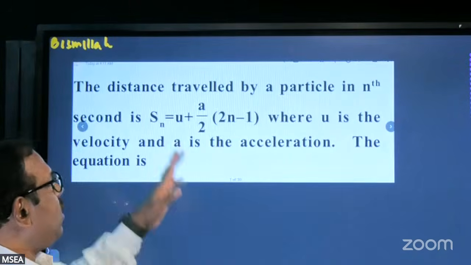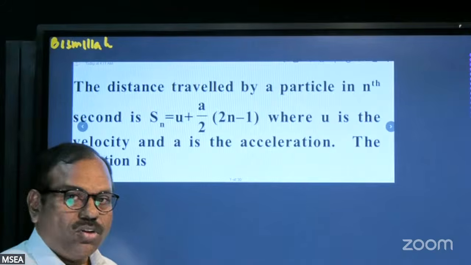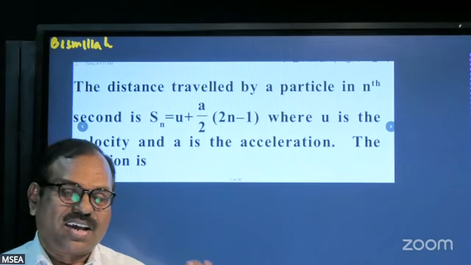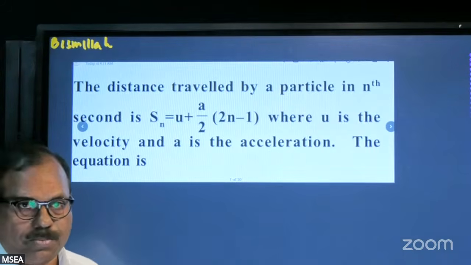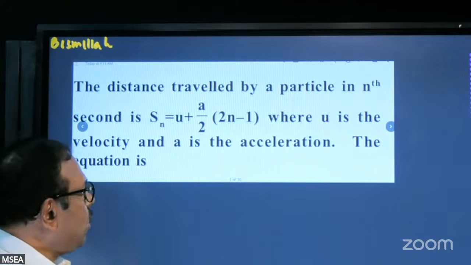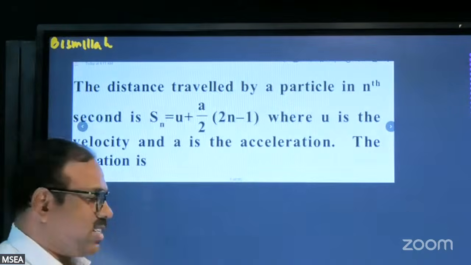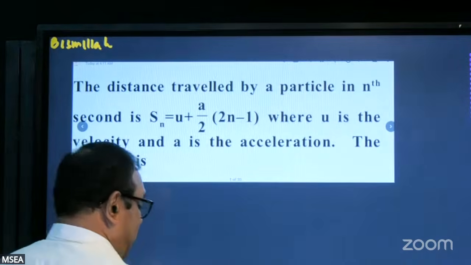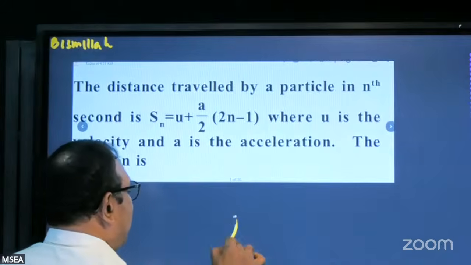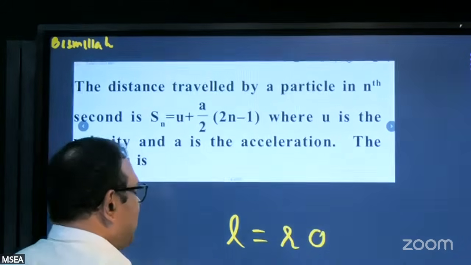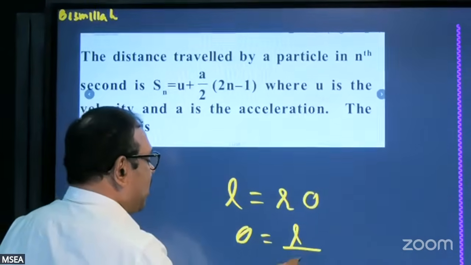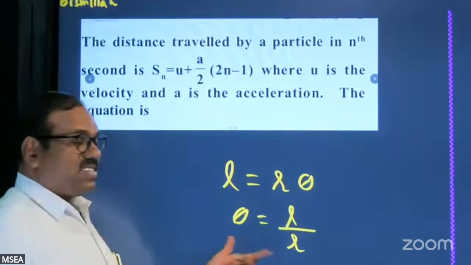One thing you have to remember: if an equation is physically correct, then it must be dimensionally correct. But a dimensionally correct equation may not be physically correct. Let us take theta. L is equal to r theta, then theta is equal to L by r. This is physically correct.